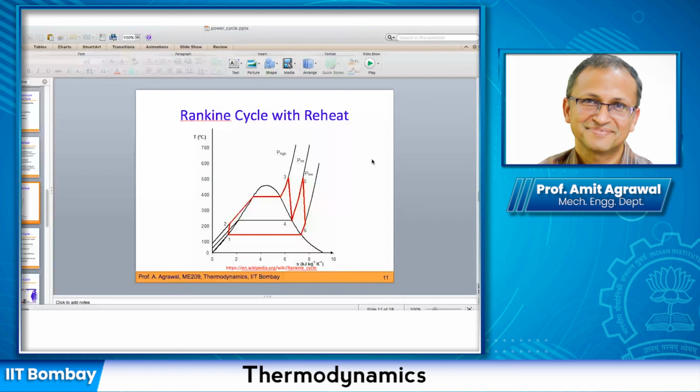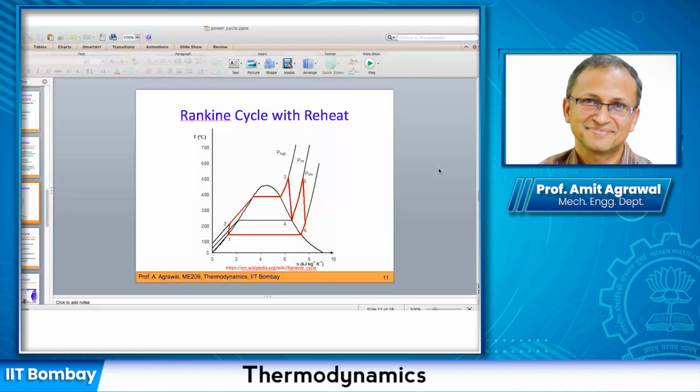Because my average temperature is now increasing, no? Average temperature at which heat is getting added, if that is increased, then my efficiency increases. The average temperature at which heat is rejected, that should be reduced. So essentially, you want infinity temperature and 0 Kelvin. Those are the two levels that you would like to operate at. So yes, what you are saying is right.